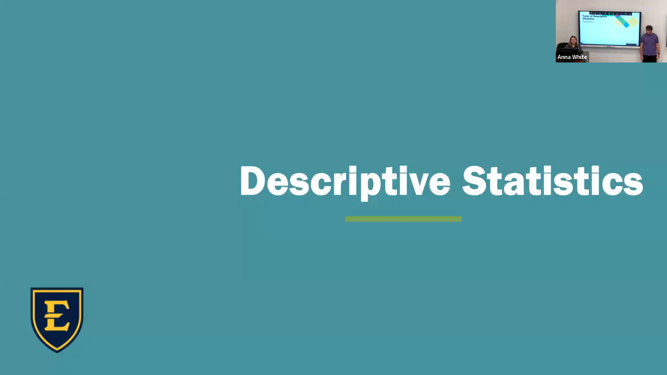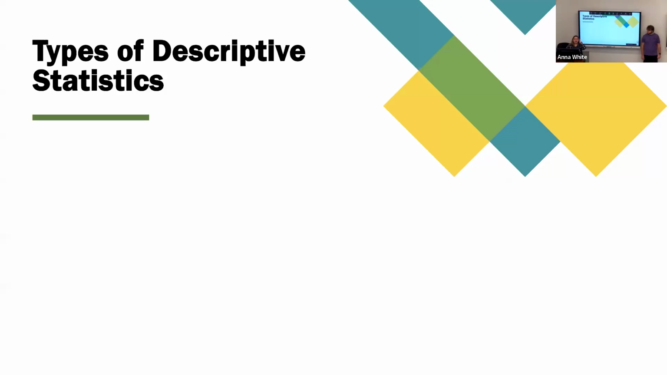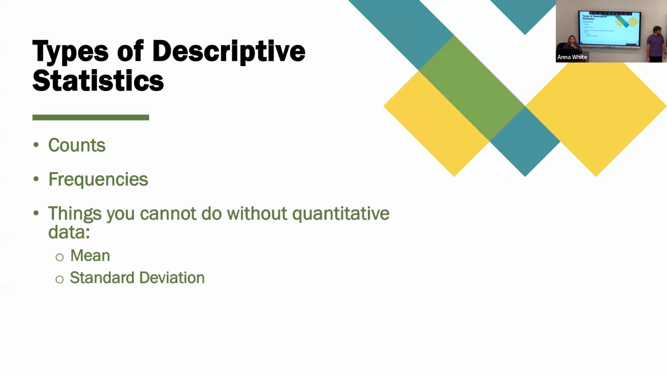So next, descriptive statistics. You are very limited with descriptive statistics when it comes to analyzing qualitative data. When I say that, I mean you can only really report counts and frequencies. And what's really important to remember here is that you cannot find the mean of qualitative data.